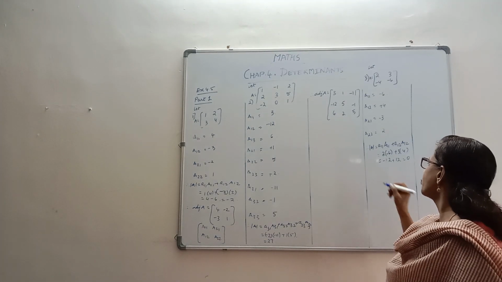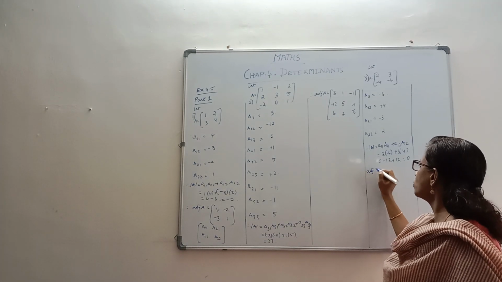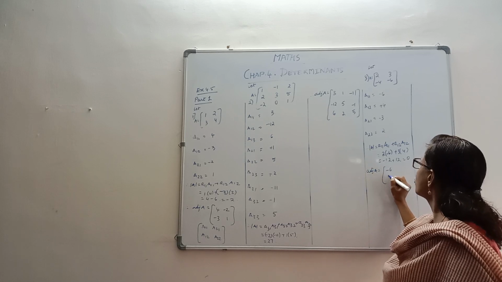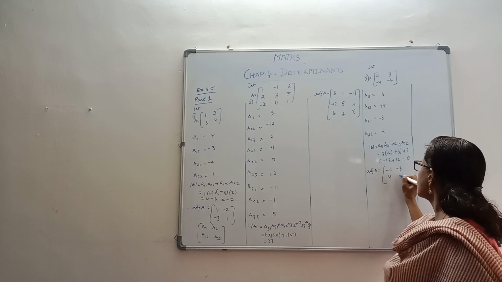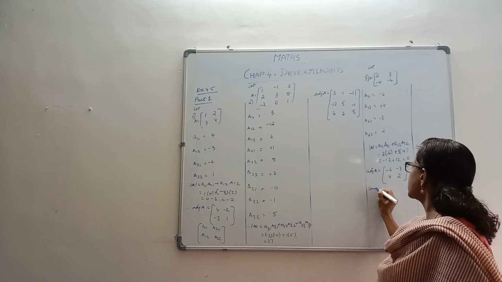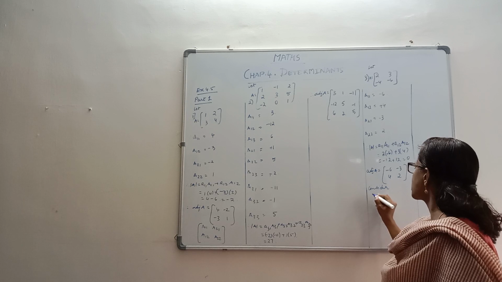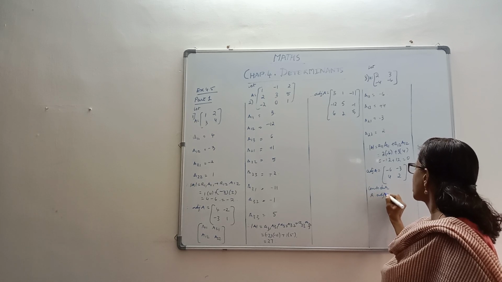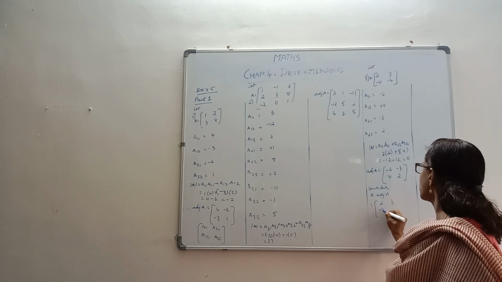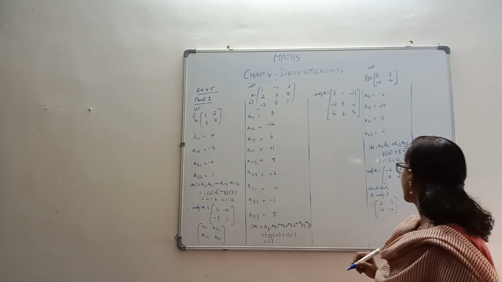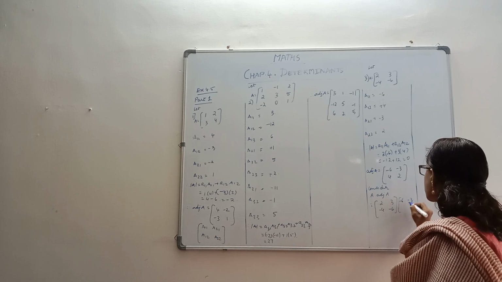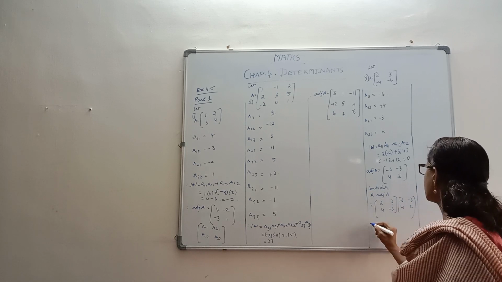Anyhow, if you're supposed to find the adjoint, how would the adjoint be? The adjoint would be minus 6, 4 and minus 3, 2. So they ask us to verify. Because they have asked us to verify, we'll consider A into adjoint of A. A for us is 2, 3, minus 4, minus 6, and adjoint for us is minus 6, minus 3, 4, 2.